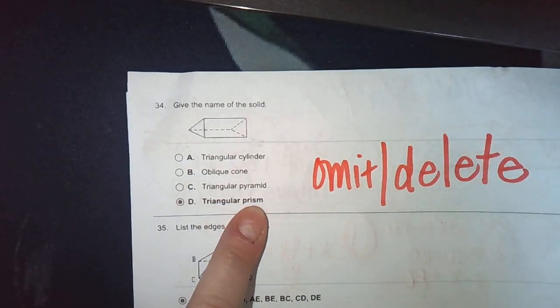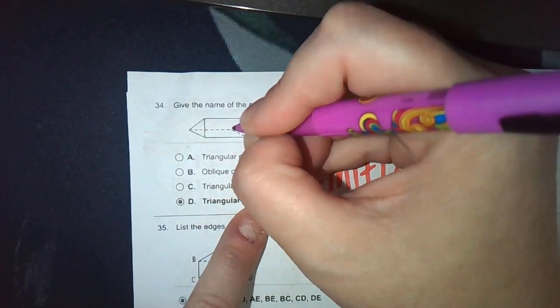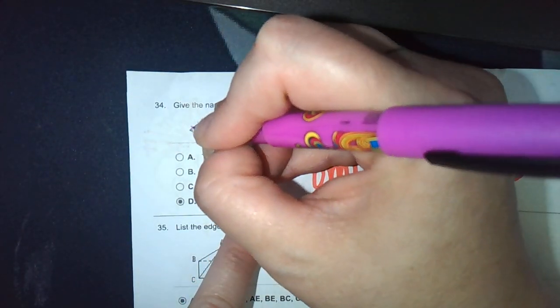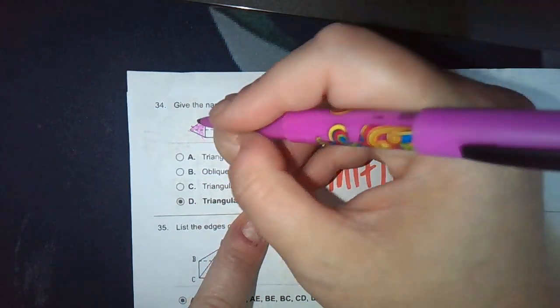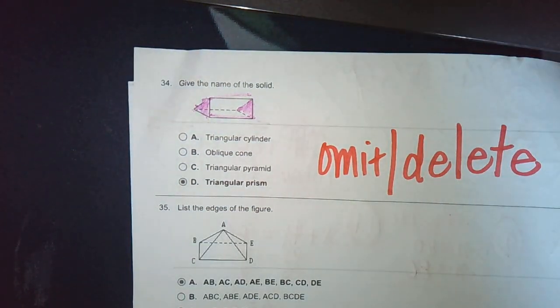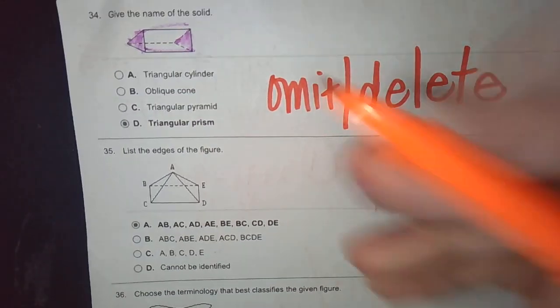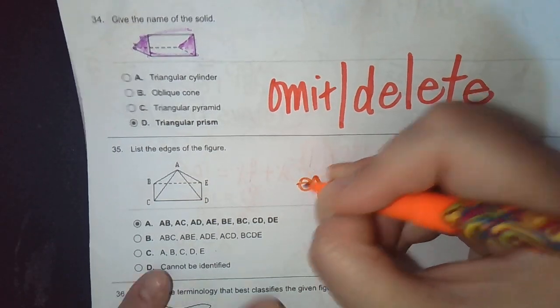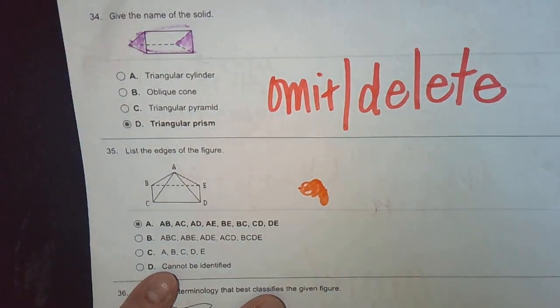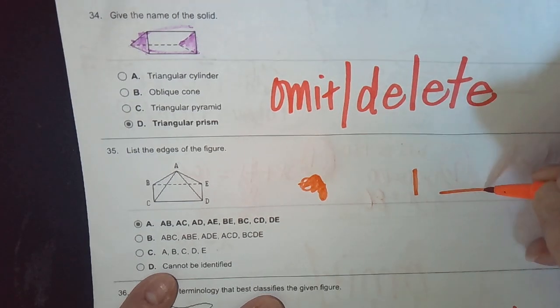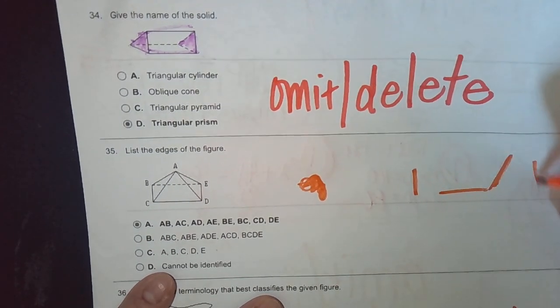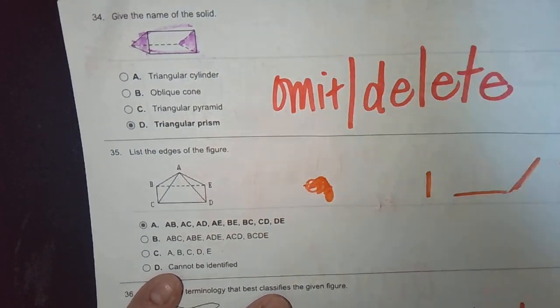But you can tell on that one, there's two bases of triangles, and then they're connected. So that's why that one's called a prism. Okay, let's keep looking. 35 says list the edges. Okay, edges, oh gosh. Edges are like the lines. That kind of thing. Yeah, so let's count our lines.